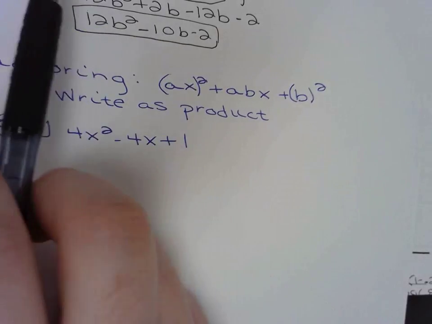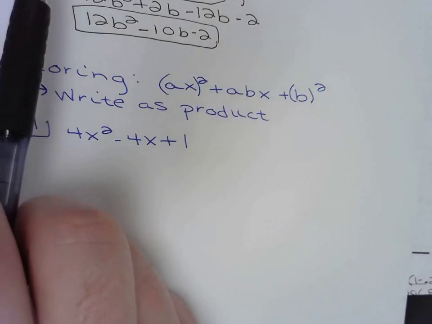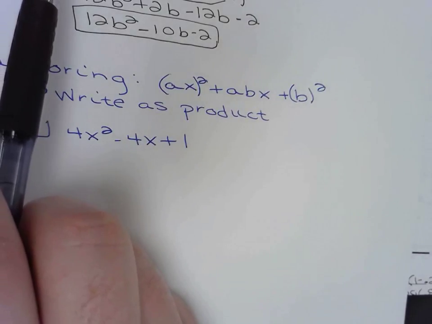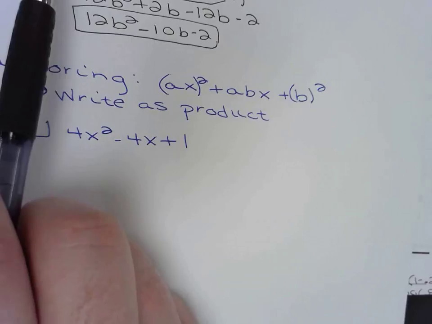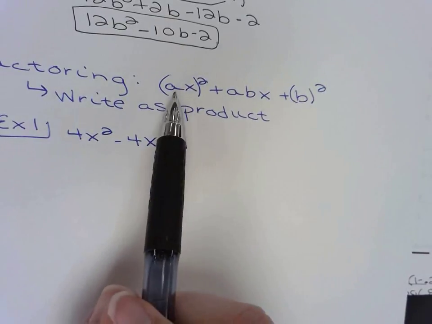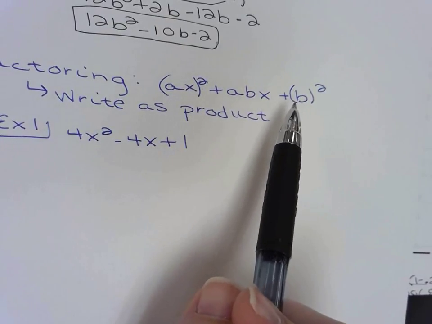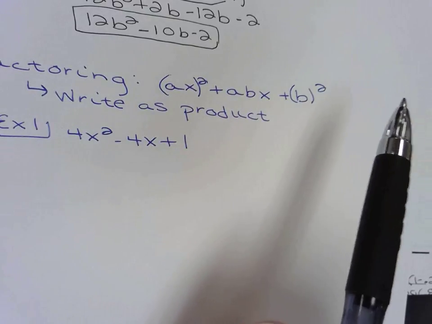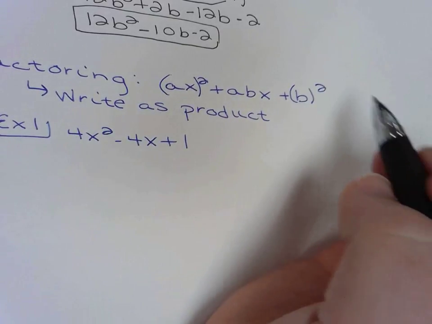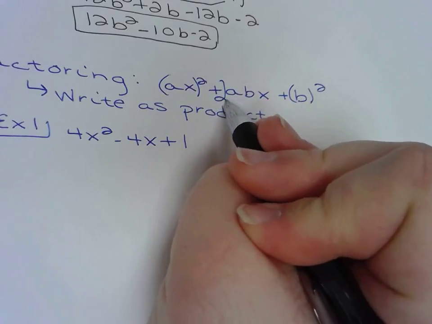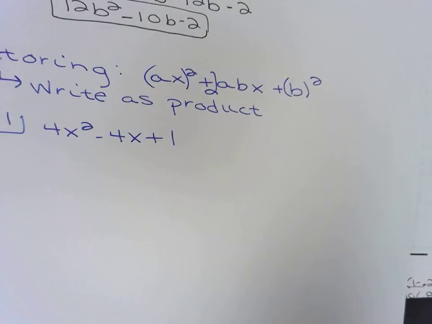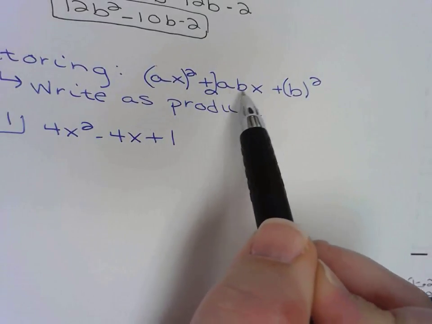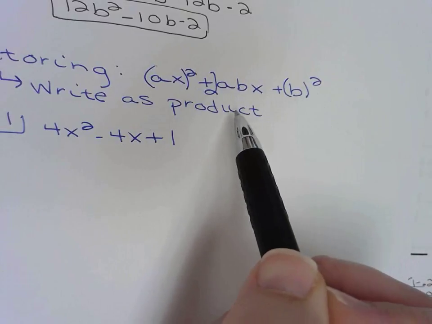Okay, so perfect square trinomial. As I look at the perfect square trinomial, let me make sure I have that formula. The first and the last term have to be perfect squares. And there's a 2 here. That's the only thing I made a mistake on. So ax squared plus 2abx plus b squared.